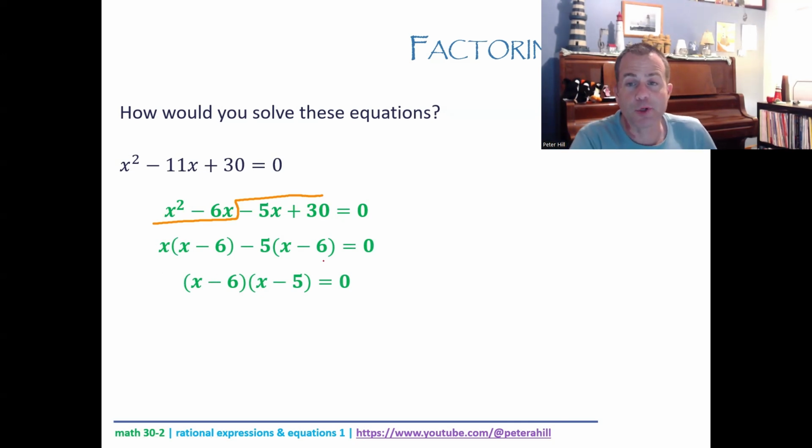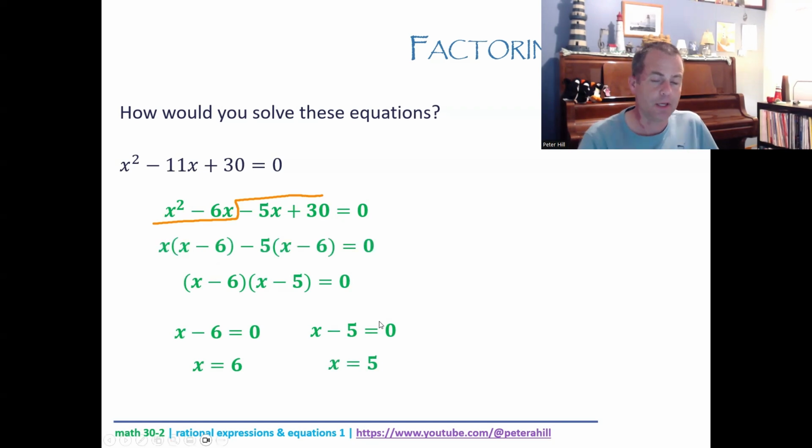I have a number times a number equals 0. Either one of those numbers could be 0. So I have a statement that reads x minus 6 could be 0, or x minus 5 could be 0, which tells me x could be 6. I just add 6 to both sides. Or x could be 5, adding 5 to both sides. And then I conclude in solution set brackets, x equals squiggly bracket 5 comma 6.